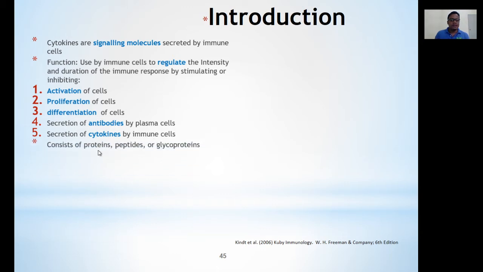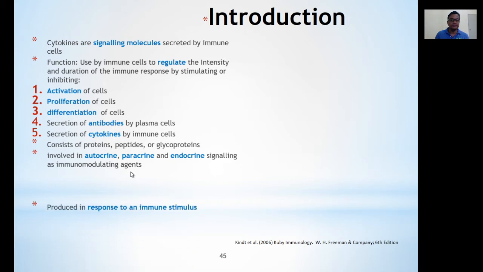They can be in the form of proteins, peptides, or glycoproteins, involved in autocrine, paracrine, and also endocrine signaling as immunomodulating agents. They are produced in response to an immune stimulus. An immune stimulus is something that can stimulate or start the immune response, such as invasion by pathogens, or infection.